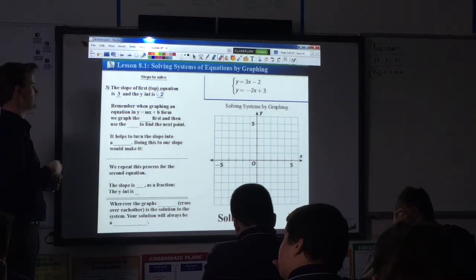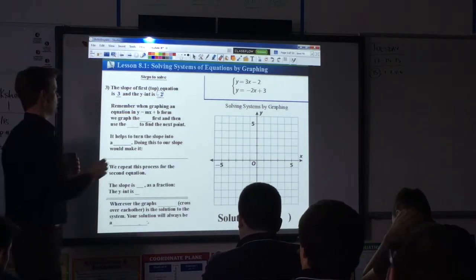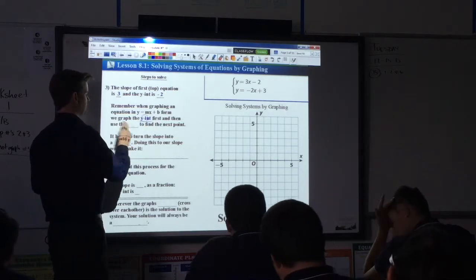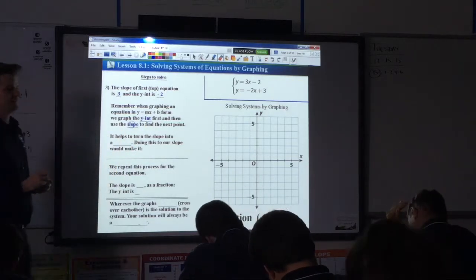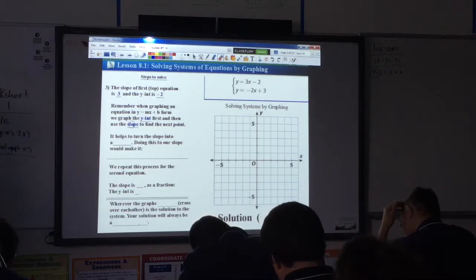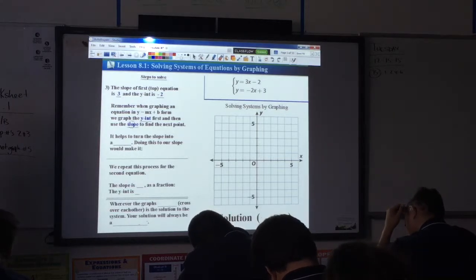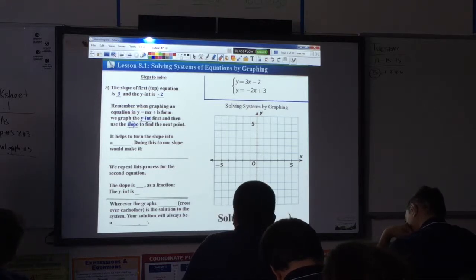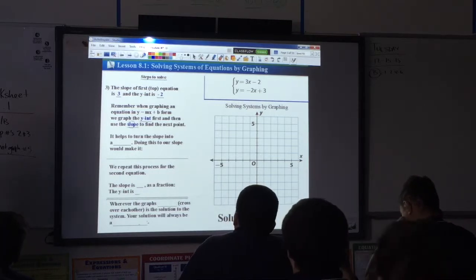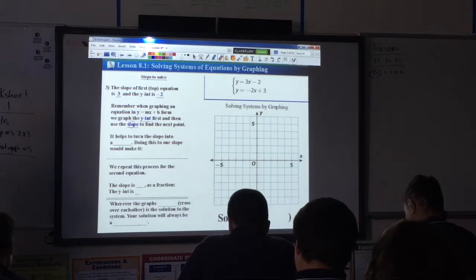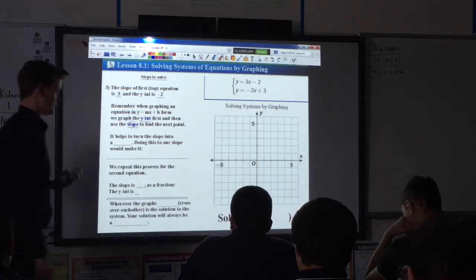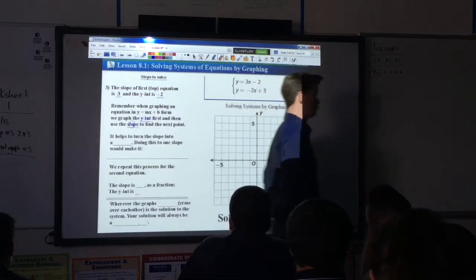Now, remember that when we graph an equation in slope-intercept form, we always graph the y-intercept first, and then we use the slope to find the next point. So once you identify the y-intercept, you're going to graph that point right away. You are then going to use the slope to get to the next point, and the next point, and the next point.